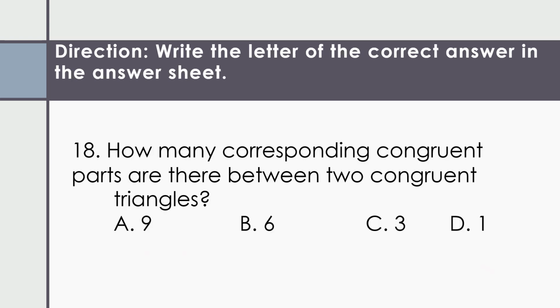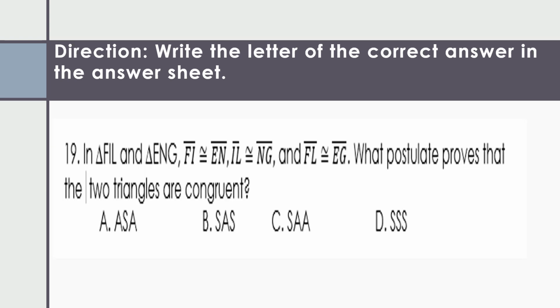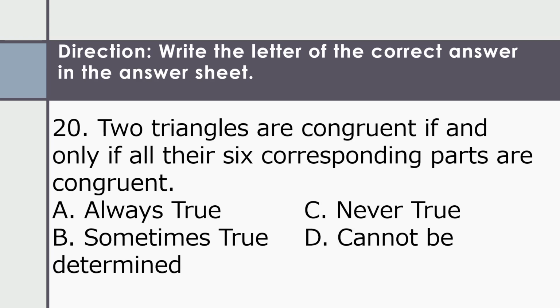Next, number 18. How many corresponding congruent parts are there between two congruent triangles? The answer is C. We have in triangle FEL and triangle ENG, FE is congruent to EN, IL is congruent to NG, and FL is congruent to NE. That is true: SSS congruence postulate. Next, two triangles are congruent if and only if all their six corresponding parts are congruent. This is always true.